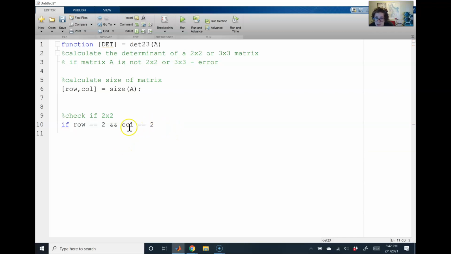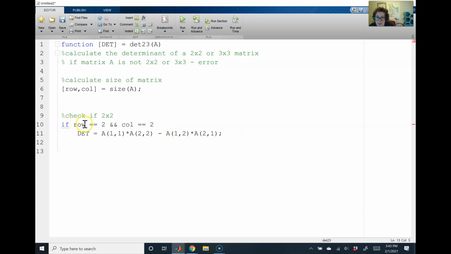Is column equal to 2? If both of those things are true, so this and means both statements must be true, then we're going to use the equation where our determinant is going to equal A11 times A22 minus A12 times A21. So we did that last time in our function that we wrote in the previous module.